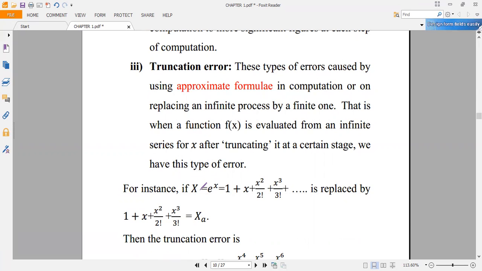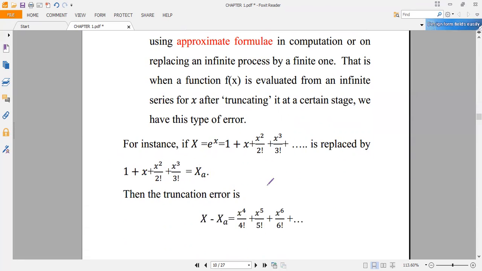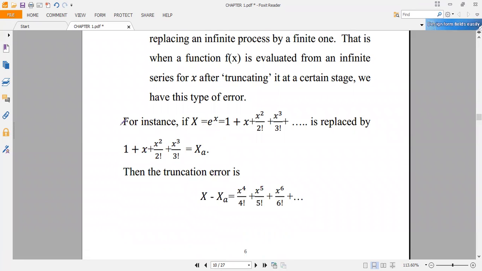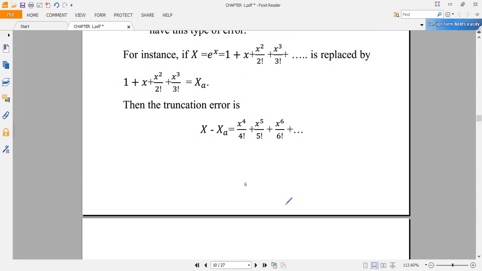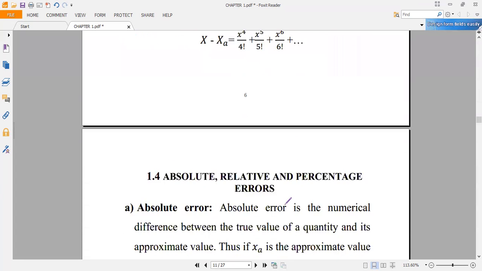If we take the function e raised to x, which is represented by 1 plus x plus x squared over 2 factorial plus x cubed over 3 factorial plus x to the power 4 over 4 factorial plus and so on, and we replace this in computation with a finite one, 1 plus x plus x squared over 2 factorial plus x cubed over 3 factorial, as an approximate value, then the truncation error will be the exact one minus the approximate one. It will be x to the power 4 over 4 factorial plus x to the power 5 over 5 factorial plus x to the power 6 over 6 factorial, and so on, taken as the truncation error in computation.